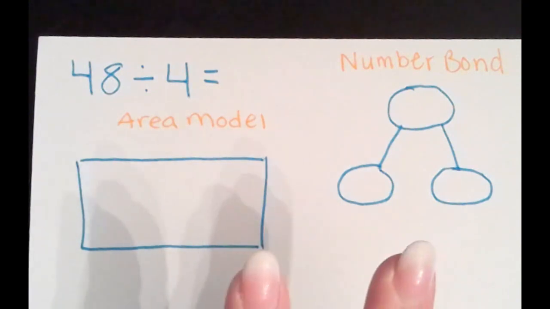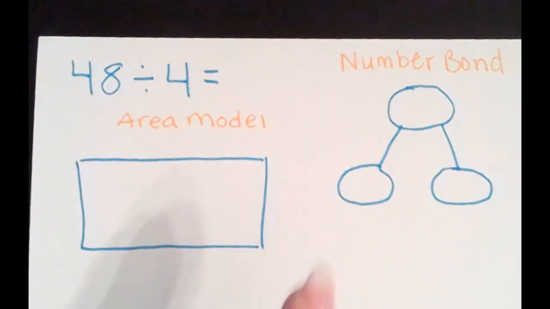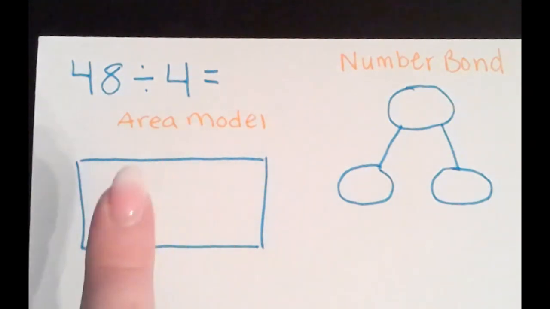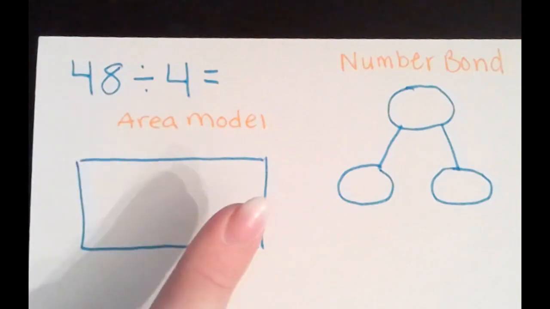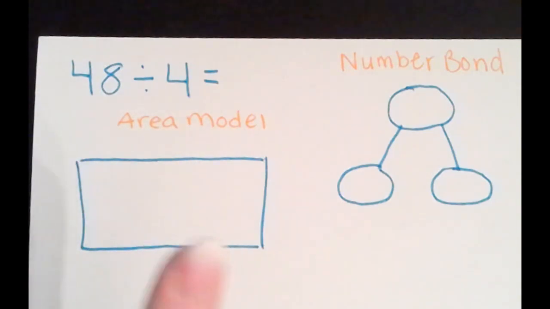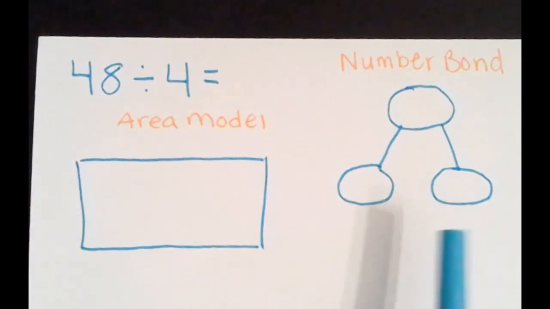So I'm going to show you two examples of how to do this, and then we're going to look at some problems on your problem set. So let's go ahead and start. 48 divided by 4. We're going to use an area model to find our quotient, or our answer, but rather than keeping 48 all together as one large number, we're going to break it apart into more compatible numbers, or easier numbers to work with, and that's where the number bond comes into play.